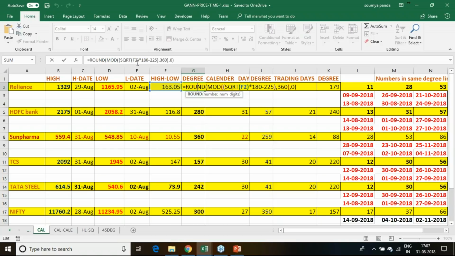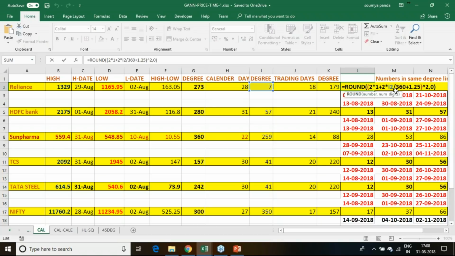How much remainder is there? So that is my degree equivalent of that particular number. Then I am just converting that particular number. So after this degree conversion, I'll be putting some logic.